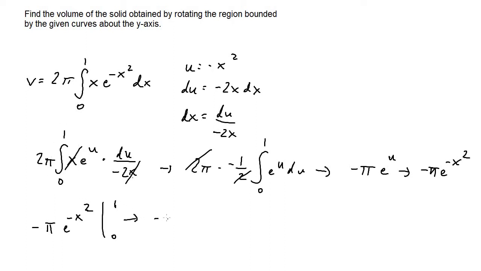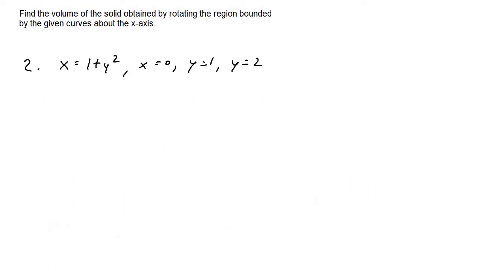Negative pi, once again, is just a constant, so we have negative pi times, when I plug in 1 for x, we get e to the negative 1 squared, or e to the negative first, minus, when I plug in 0 for x, we have e to the 0, which is 1. So then that's going to be the final answer here. I can just distribute the negative if I want to, and rewrite it as pi times 1 minus e to the negative first, or 1 minus 1 over e.